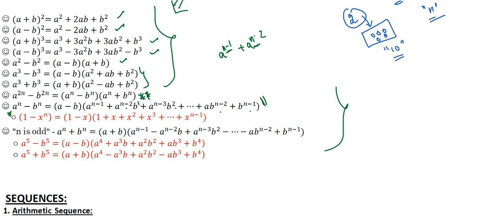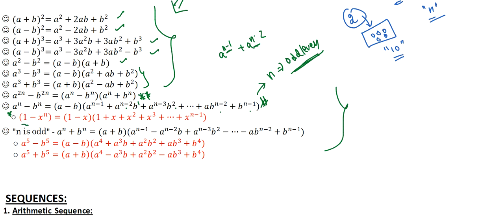Try to remember this formula, and one condition I want to give is that it's applicable for any value of n. n can be any value, odd or even. So it is applicable for both odd and even, not restricted to odd only or even only. It's applicable for both.